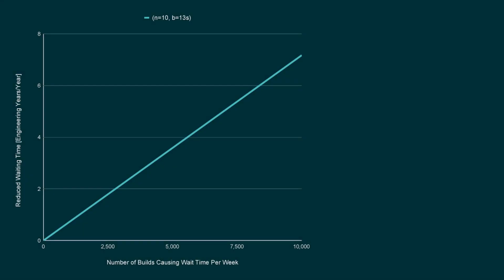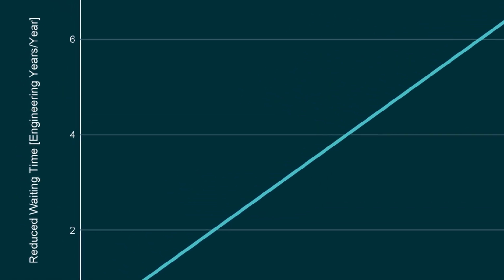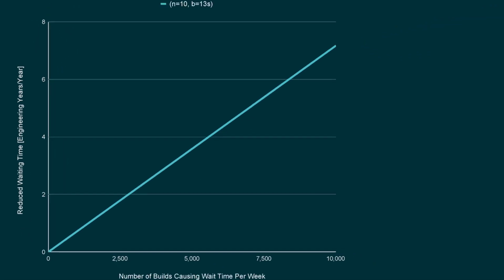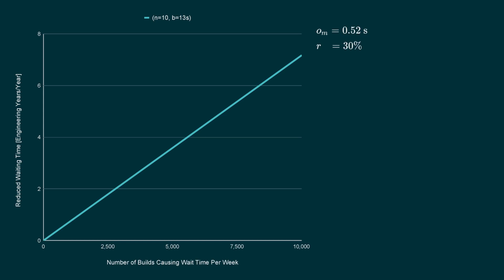How much are those savings worth? This graph shows how the build cache reduces the time developers are waiting for builds to finish. It is measured in engineering years per year. We assume here that on average 30% of the modules need to be rebuilt. This graph is for a 10 module build with 13 seconds of build time per module. With 10,000 builds per week, you would be getting back 7 engineering years over the course of a year.